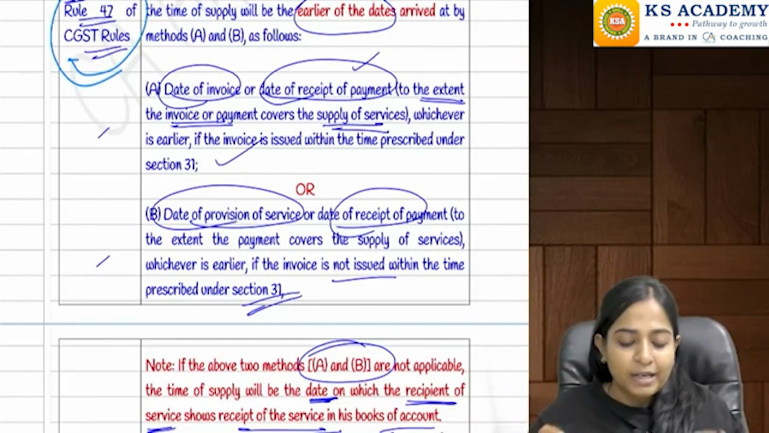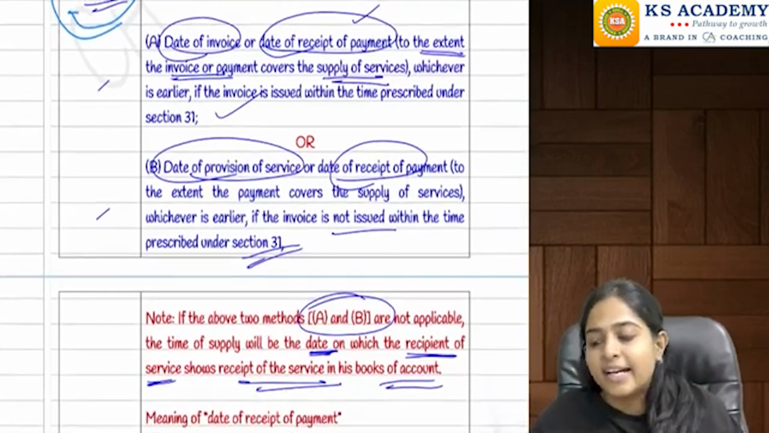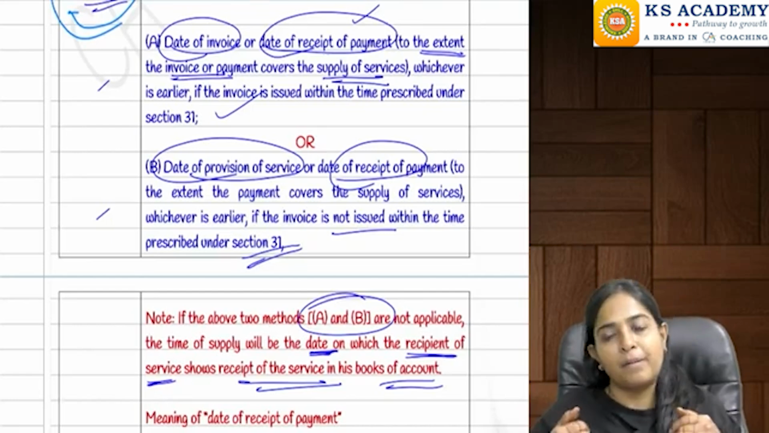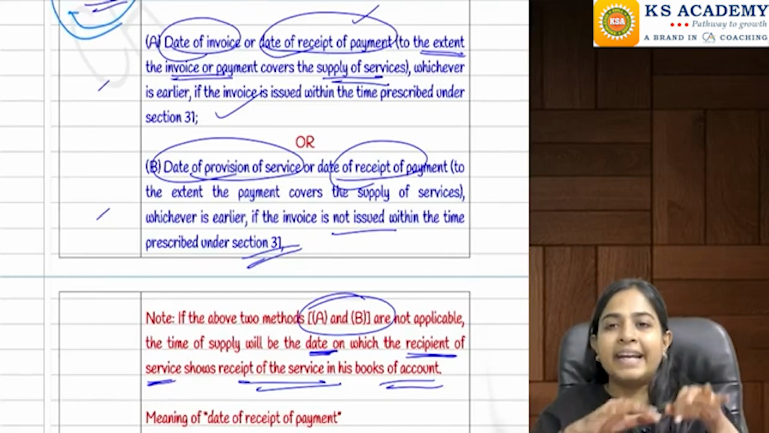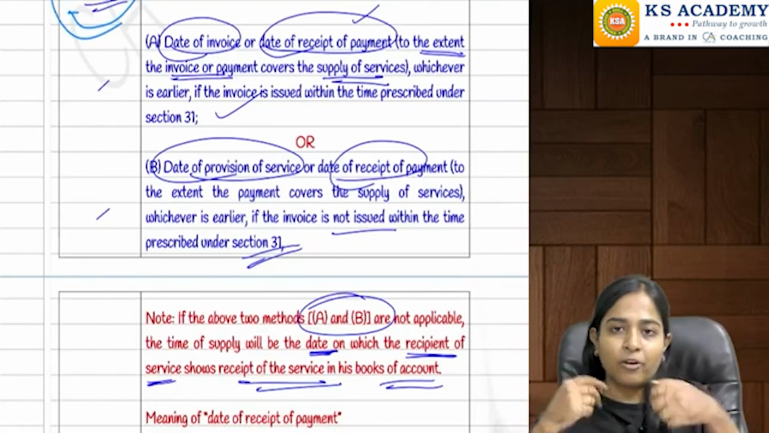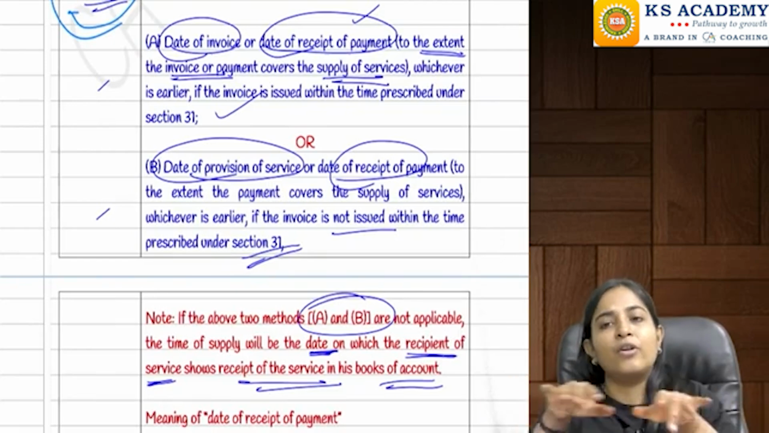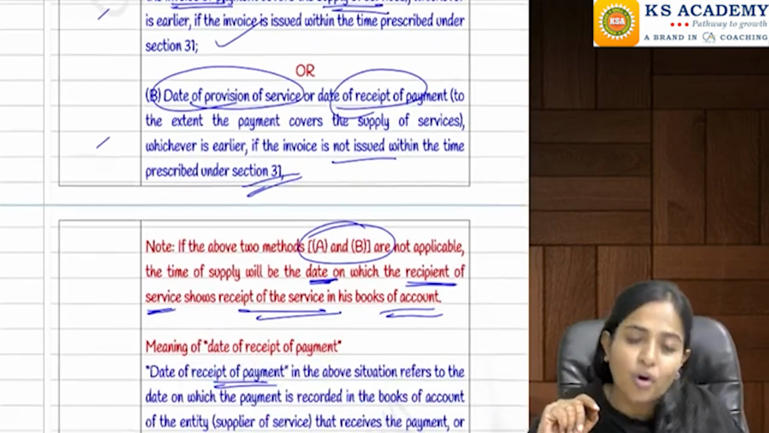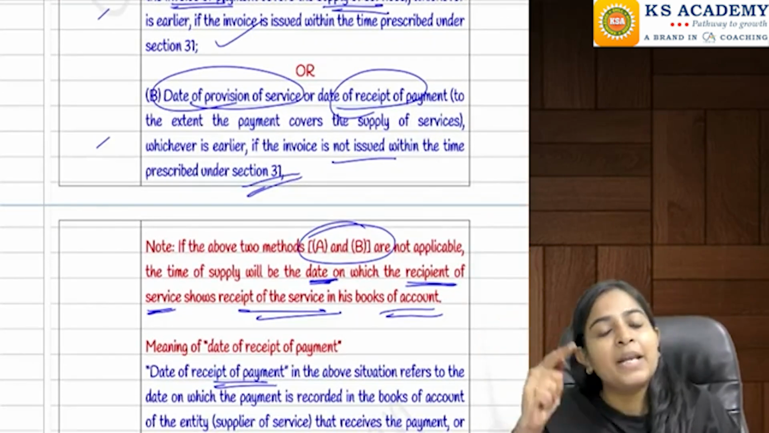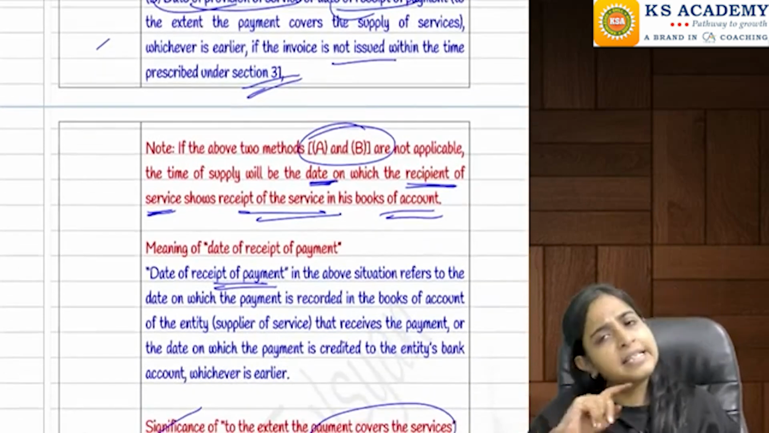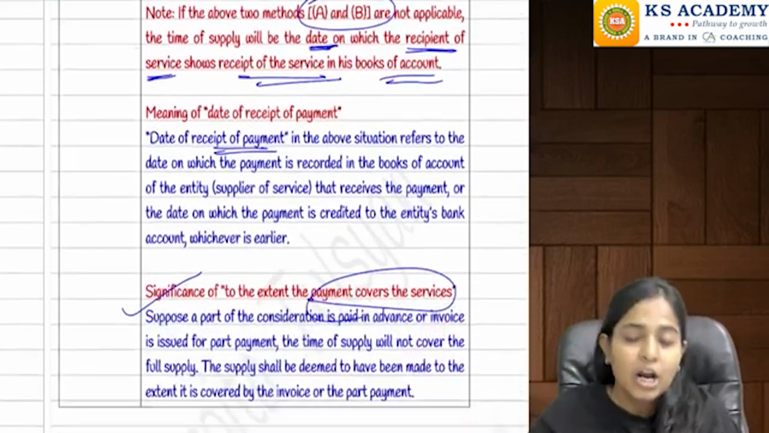Now normally, what do you mean by receipt of payment? We have already done it in the last section. Receipt of payment is the date when the entry has been made. We are talking from the supplier's point of view: the date on which the entry has been made in the books of accounts or the amount has been credited in my bank account, whichever is earlier. The same definition is applicable here also.